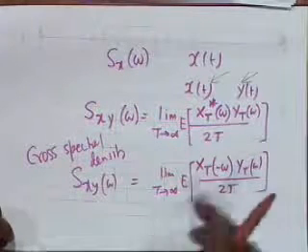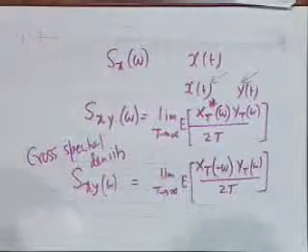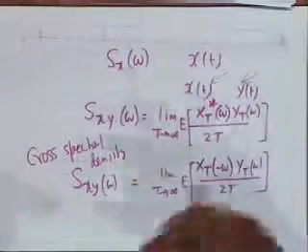One can argue, why don't we take truncation from minus T1 to plus T1 and minus T2 to plus T2 and allow both of them to go to infinity? Well, you will get identical results, but you unnecessarily complicate life. One should take both of them to be equal.